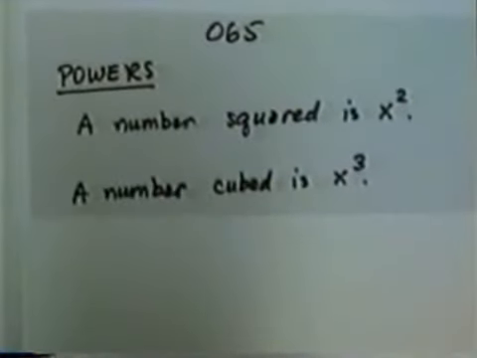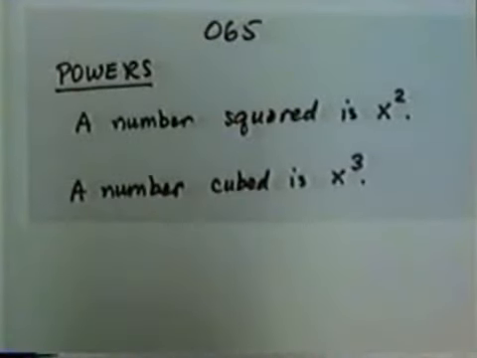Our last vocabulary phrases are phrases for special exponents. For powers, the two special exponents are exponent 2 and exponent 3. A number squared is x to the power 2. A number cubed is x to the power 3.